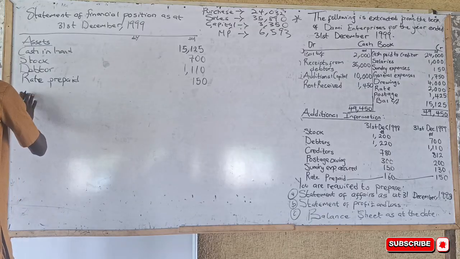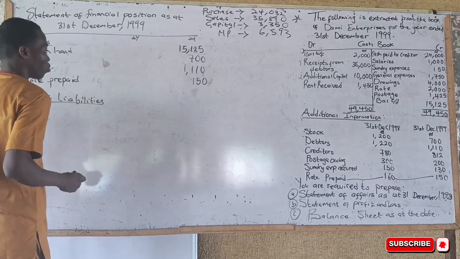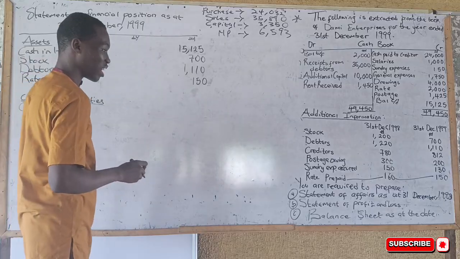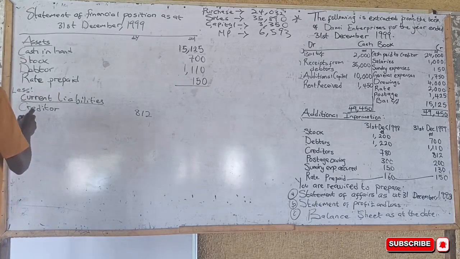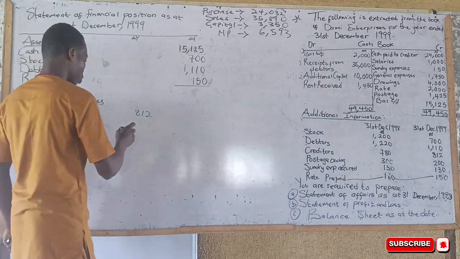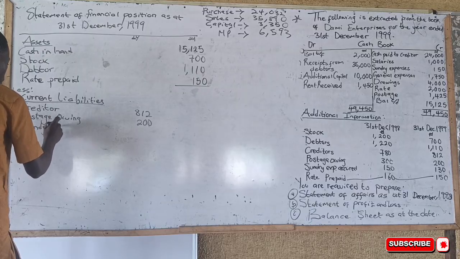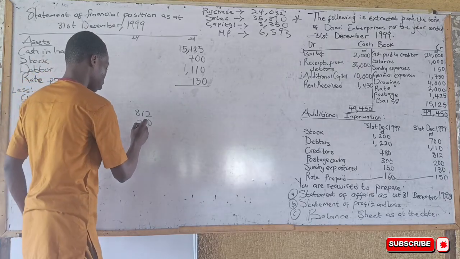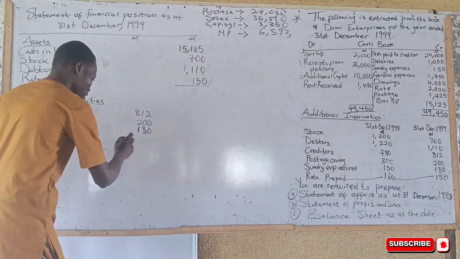Now the next one is to look for our liabilities. So we have current liabilities. We start with the creditors. The balance of the creditors at the end is 812. Then postage owing, that's 200 naira. Sundry expenses owing, that is 130. And what else do we have? Nothing.